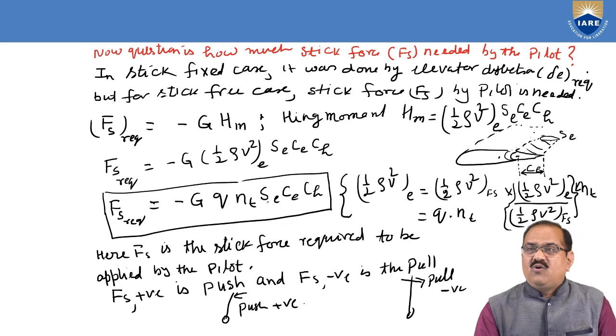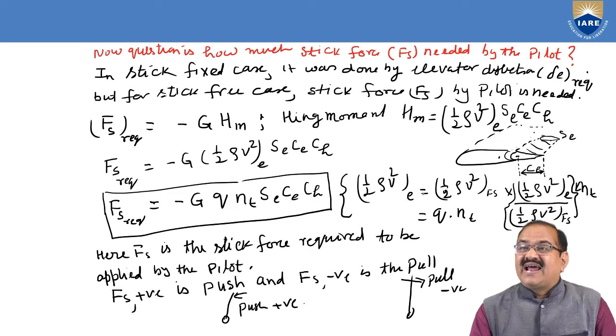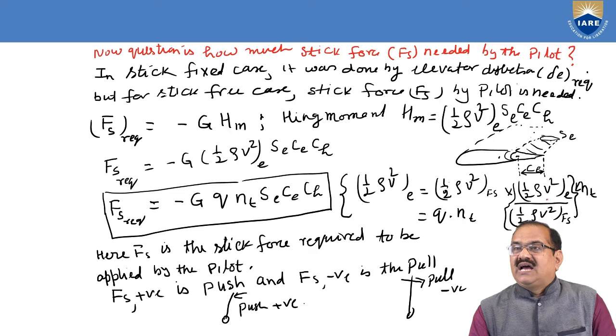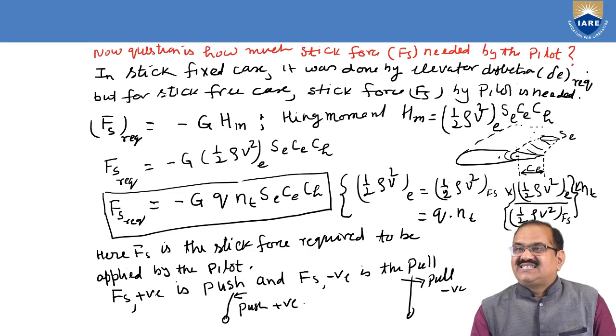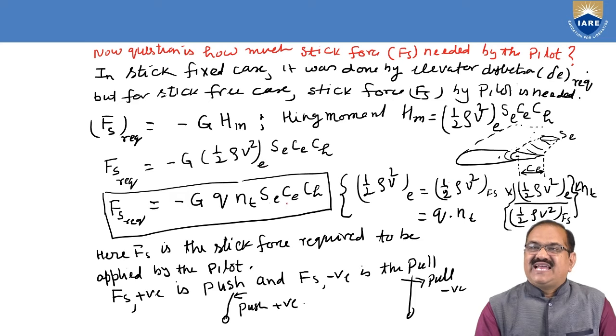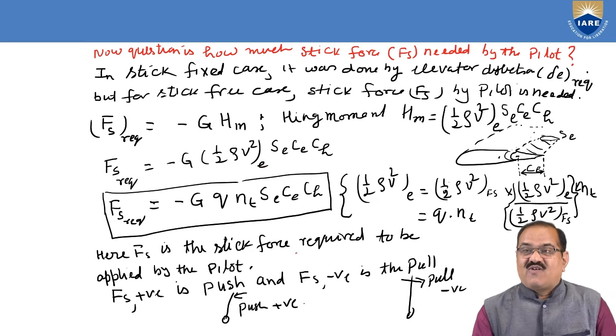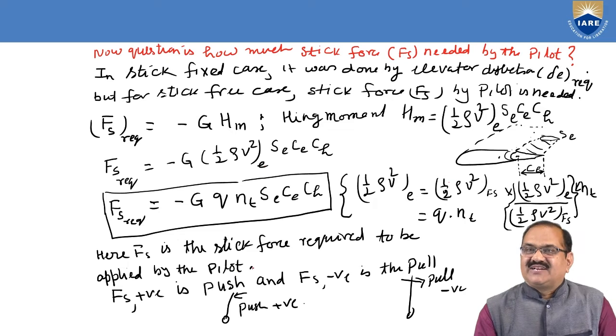So half rho V square E we can write as half rho V square into NT, so half rho V square E by half rho V square is the NT. So we have mentioned here NT. Here Fs is the stick force required to be applied by the pilot. So this much you can calculate. If you know G, Q, NT, SE, CE and CH, you can find out how much force is required.